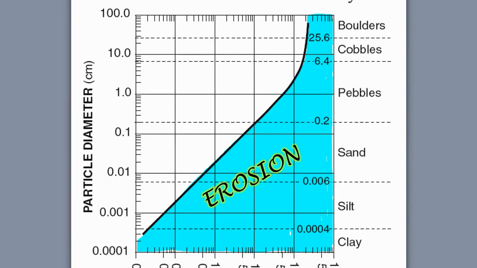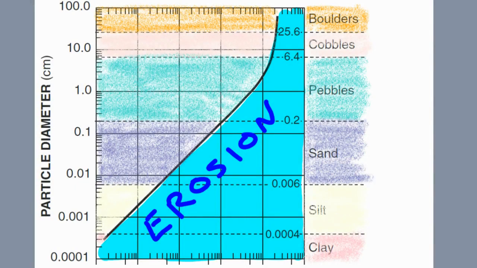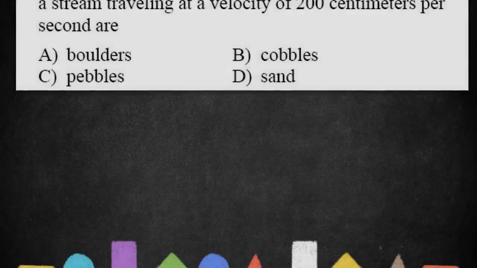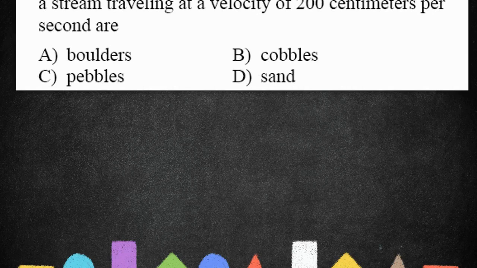Anything below this dark line that goes through the middle of the chart is erosion, meaning the material can be moved or transported. Remember, transportation means erosion. Erosion means to bring the material from one place to another. So anything on that side is erosion. Let's take a look at some practice questions to learn how to use this chart.